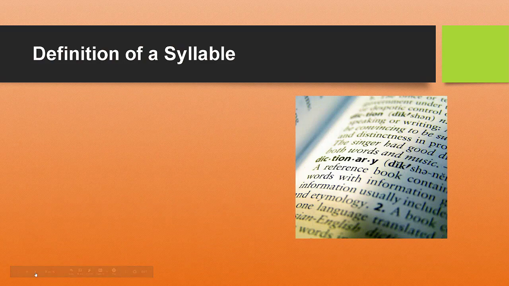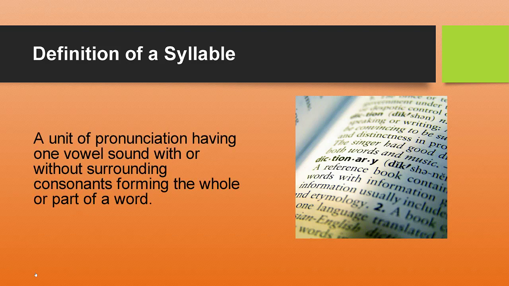So the definition of a syllable, there are 2 definitions that we are going to look at. The rest of this presentation is going to focus on the knowledge of a syllable and how we put those syllables together to decode a word. Here's the first definition. A unit of pronunciation having one vowel sound with or without surrounding consonants forming the whole or part of a word. Every vowel sound can be found in a syllable. So every syllable has a vowel sound. That is essential to know.